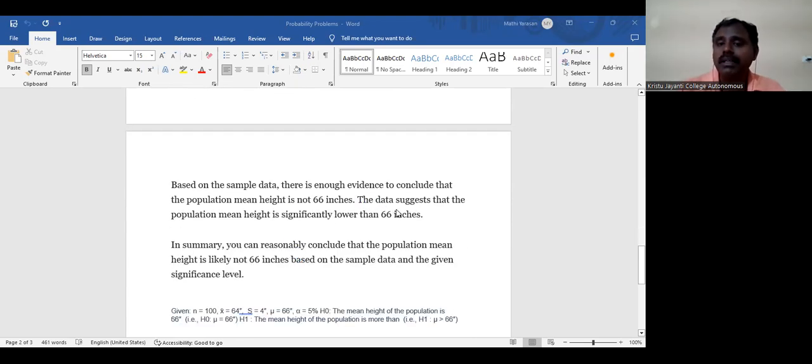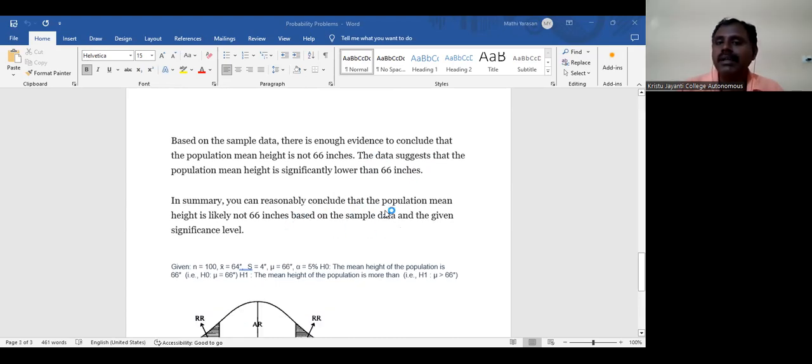Here they are concluding that the data suggests that the population mean height is significantly different from 66 inches. It is not 66 inches. So you can reasonably conclude that the population mean height is likely not 66 inches based on the sample data at the given significance level. Is it clear?